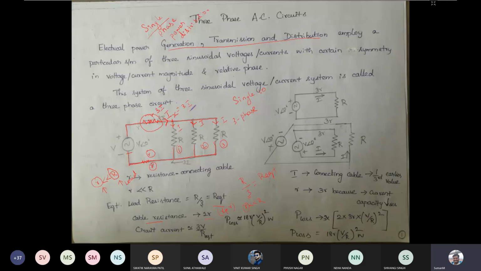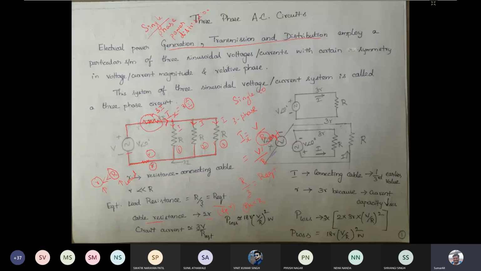Now we have to find I. I is equal to V by R. V is V angle 0 degrees, so we consider it as V. Then for R, to find the current coming out of the source, it should be the equivalent resistance. So this is Ix, and this is R equivalent.